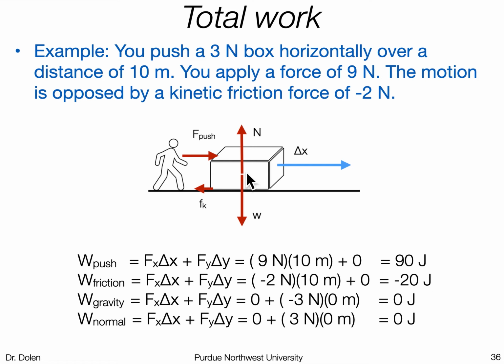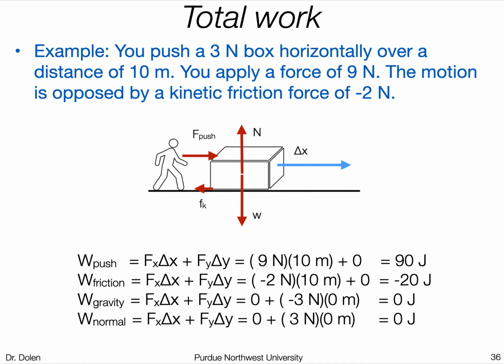What about gravity? Well, gravity is down, but our displacement is to the right. So that's perpendicular. That's 0 work. Or using our equation, our force has a 0 x component, so that term is 0. We have 0 displacement in y, so this term is also 0, so the work done by gravity is 0. Likewise, the normal force is perpendicular to the displacement direction, so that's also doing 0 work.